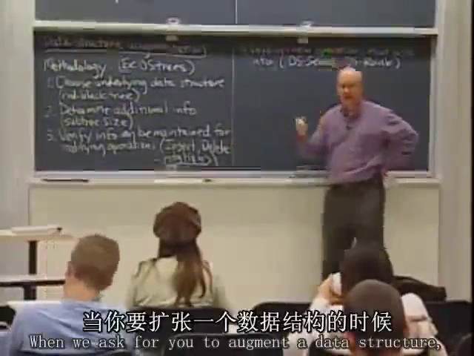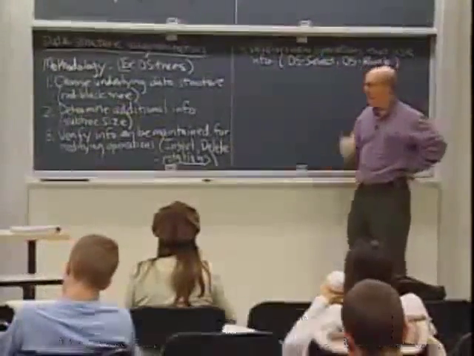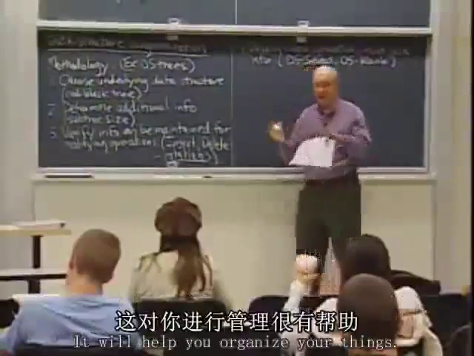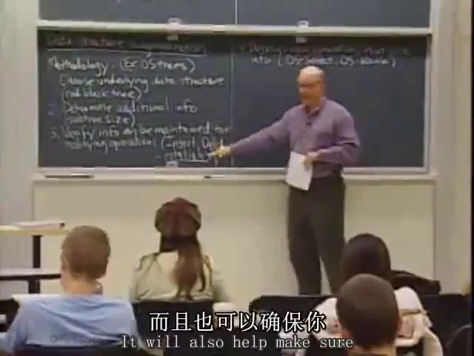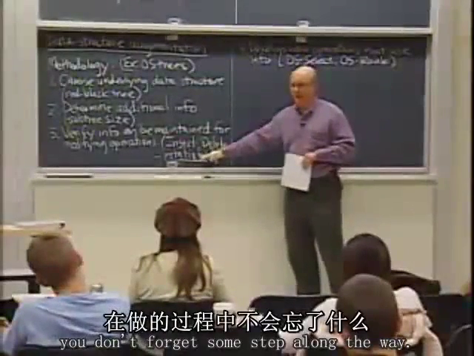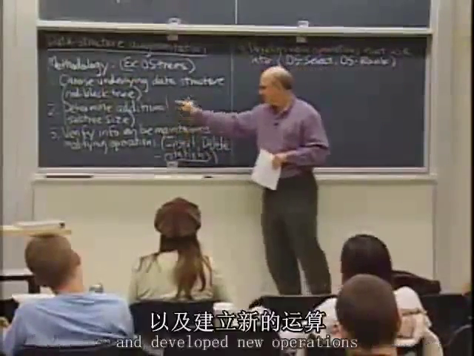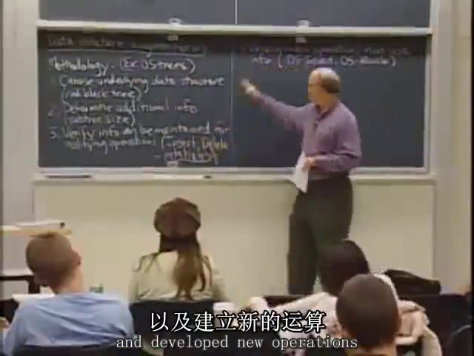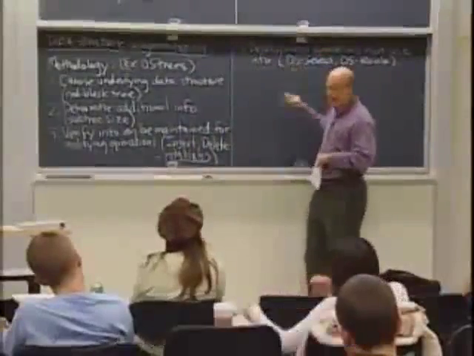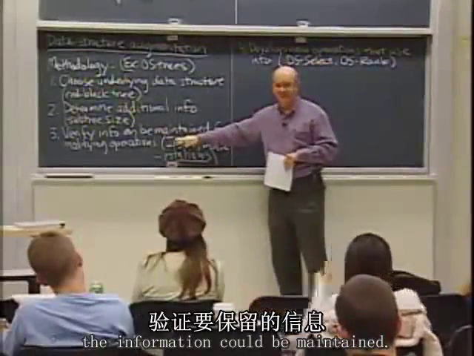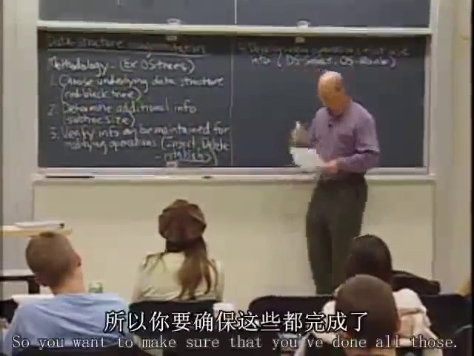So when we ask you to augment a data structure, generally we're asking you to tell us what the 4 steps are. It'll help you organize your thinking. It'll also help make sure you don't forget some step along the way. I've seen people who added the information and developed new operations, but completely forgot to verify that the information could be maintained. So you want to make sure that you've done all of those.